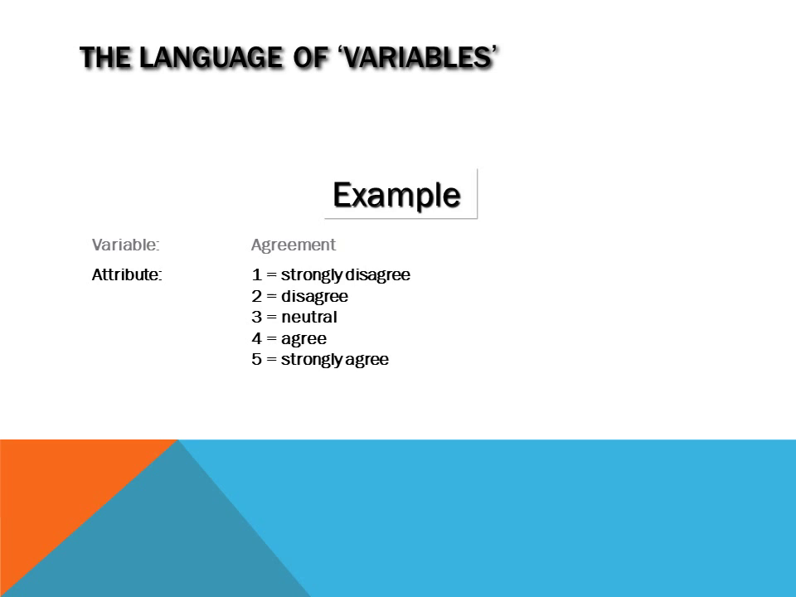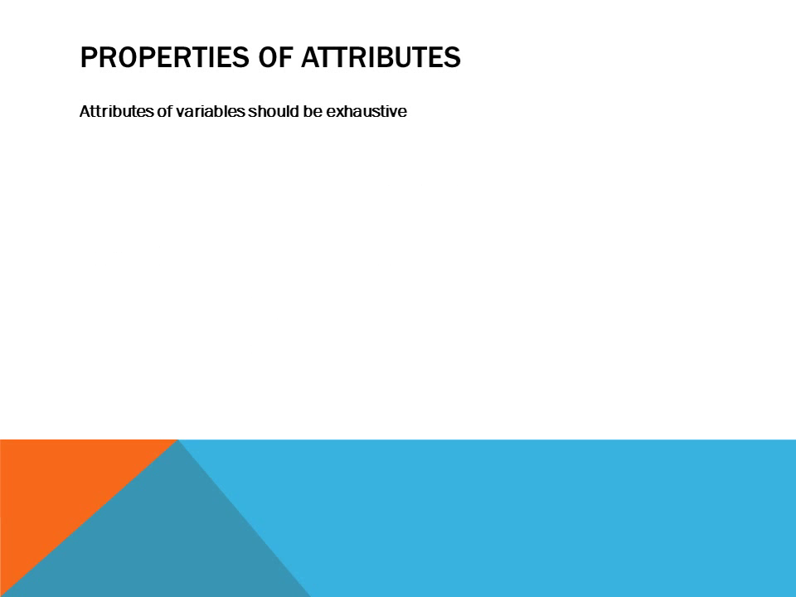There are certain properties of these attributes that you must keep in mind. First, the attributes of variables should be exhaustive. And what that means is it should exhaust the entire list of possibilities of values for that particular variable. And it should be mutually exclusive. And what that means is that if you fall within one specific category, you cannot fit within the other.